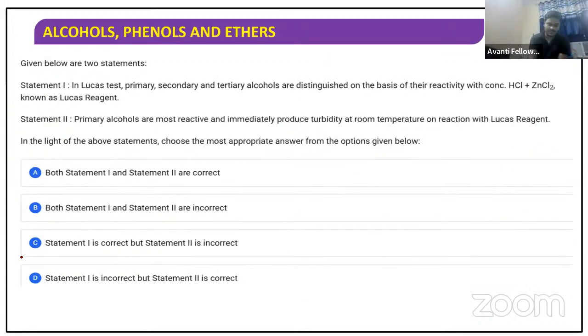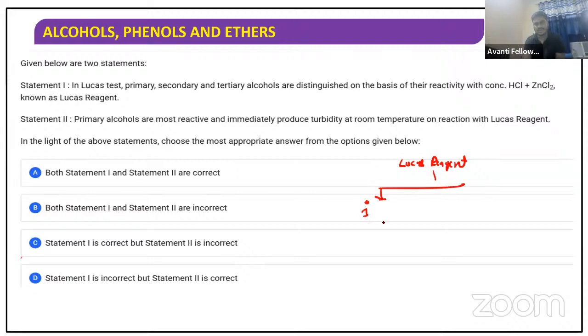Chalo, move to the next question. This is also a statement based type question. In statement 1, they are saying that in the Lucas reagent test, primary, secondary, and tertiary alcohols are distinguished on the basis of reactivity with concentrated HCl and ZnCl2, known as Lucas reagent. So this is very much correct. What is Lucas reagent basically? Lucas reagent is used to distinguish between primary, secondary, and tertiary alcohols.